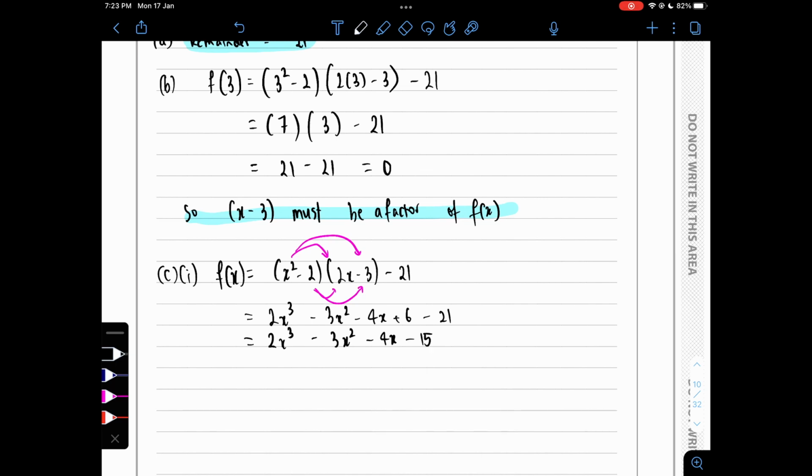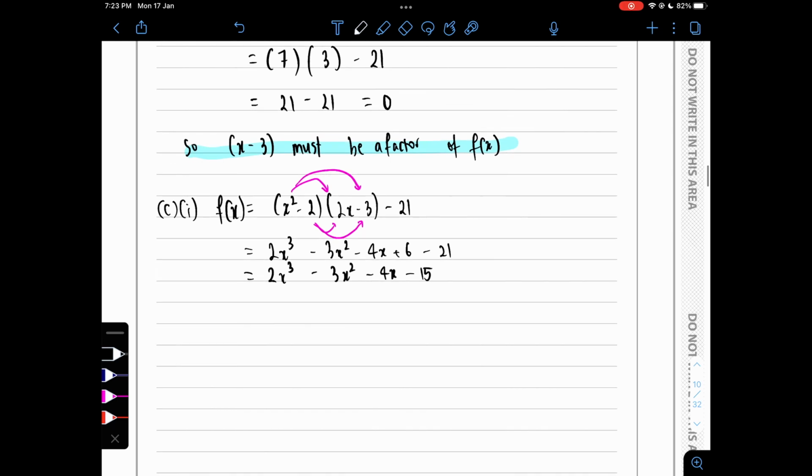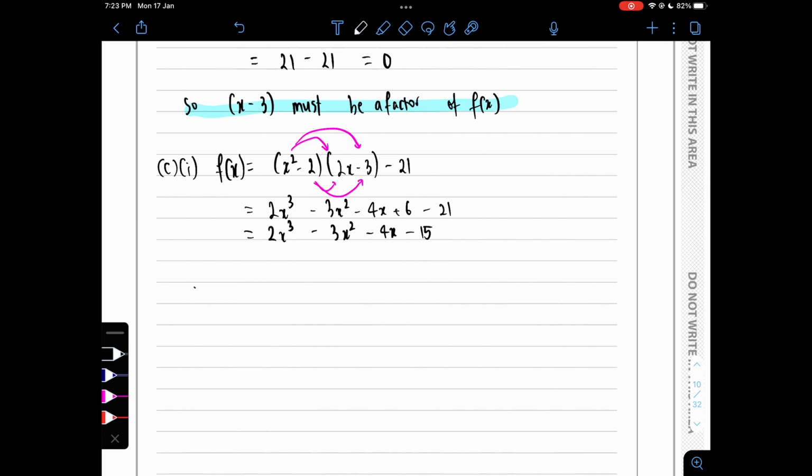Now we know that x minus 3 must be a factor, so the only thing we can do to factorize is to do long division. Is there any other way we can solve this question apart from using x minus 3? I don't think so. So let's write the long division: 2x cubed minus 3x squared minus 4x minus 15.